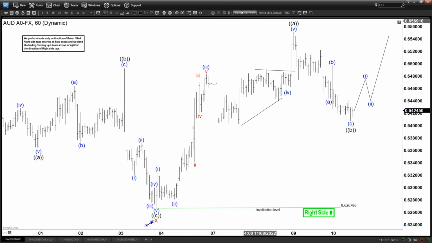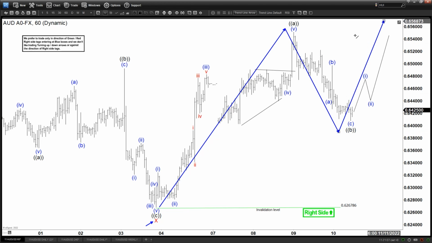Within the wave Y, it subdivides into another 3 waves in an ABC zigzag. So we finished the A. The B might be finished already or might still extend a little bit more lower, but as long as it stays above 62.67, we are looking for the B to complete, and then we can start to rally again.